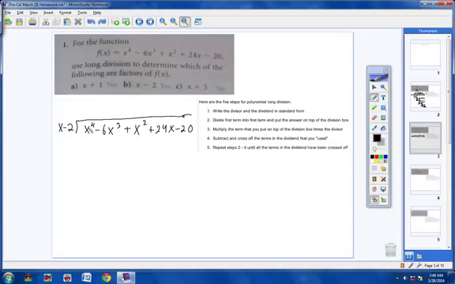Divide first term into first term. x goes into x to the fourth, x cubed times. Now we multiply: x cubed times x is x to the fourth, x cubed times negative 2 is negative 2x cubed. We're going to subtract. These cancel. Negative 6 minus a negative 2 makes that a positive 2. So we're left with negative 4x cubed. I would encourage you to go ahead and bring all the rest of your terms down.